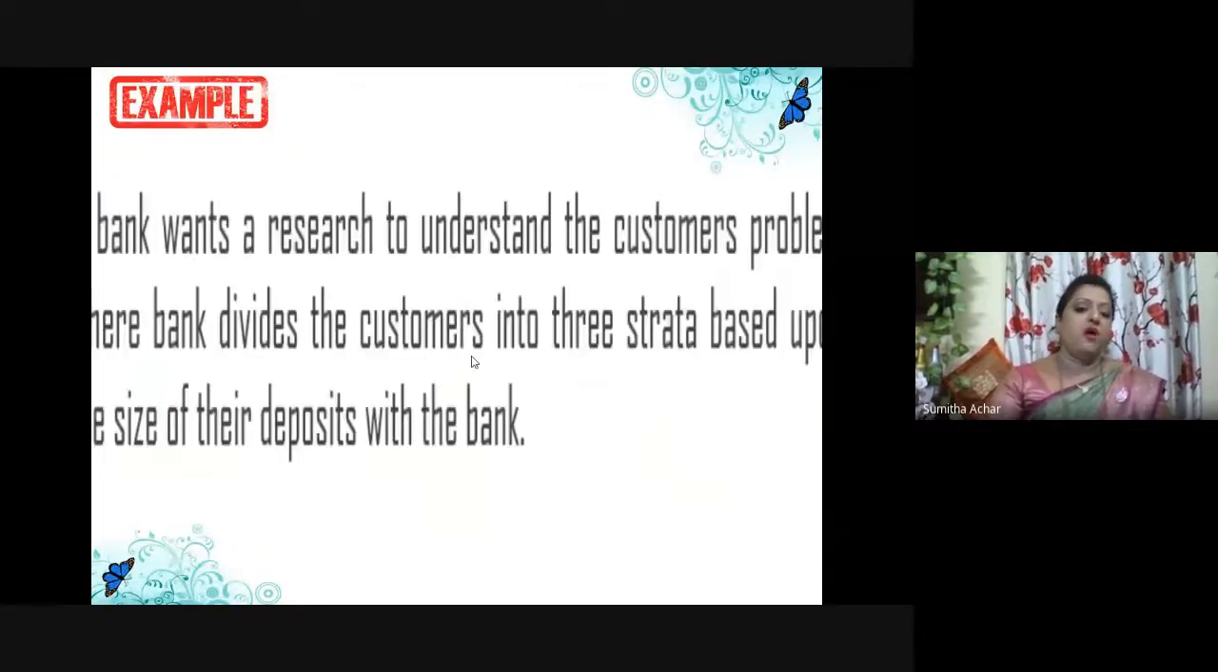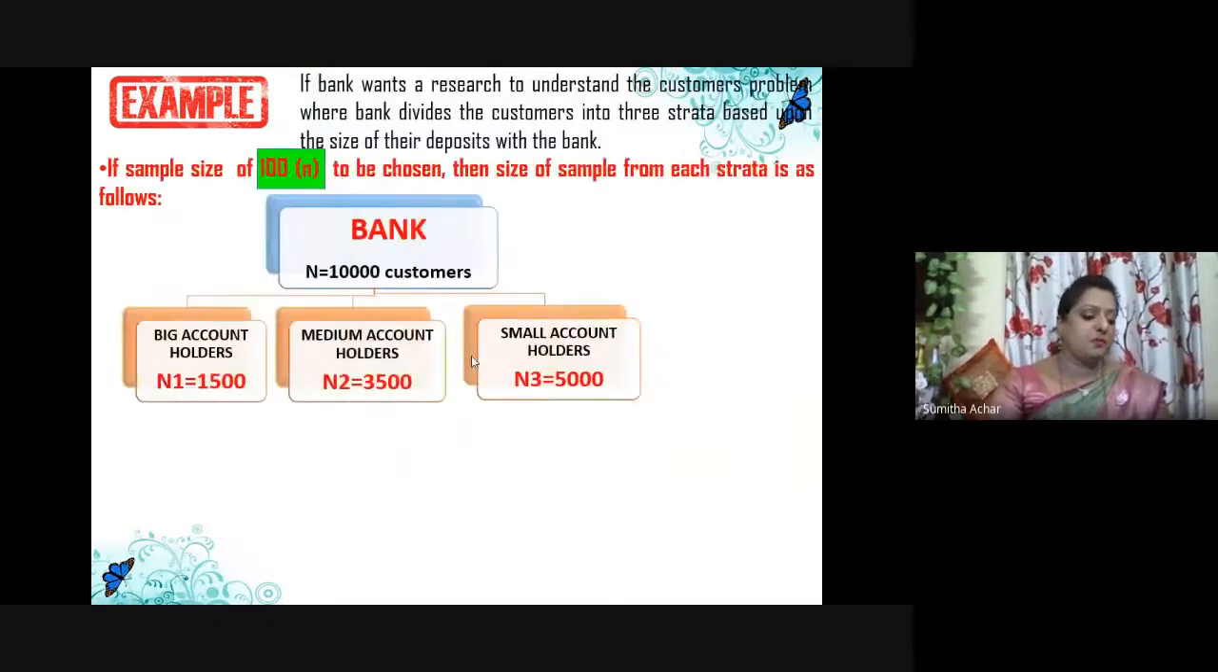Now, what is disproportionate stratified sampling? I've given another example here. Let us say I have a bank having 10,000 customers, right? The bank divides the customers into three strata. Who are the three strata? Big account holders, medium account holders, and small account holders. Did you get clarity on the strata?